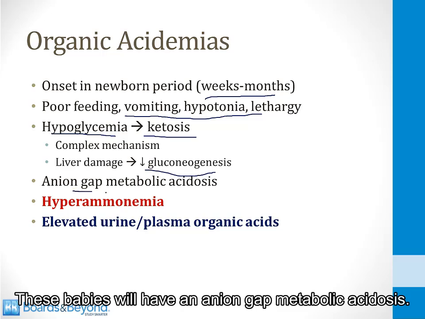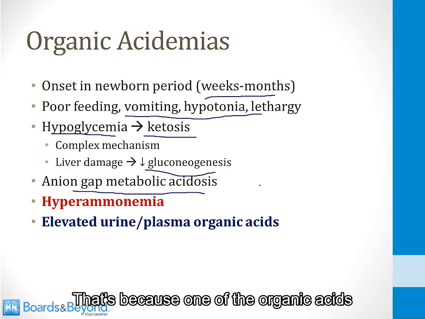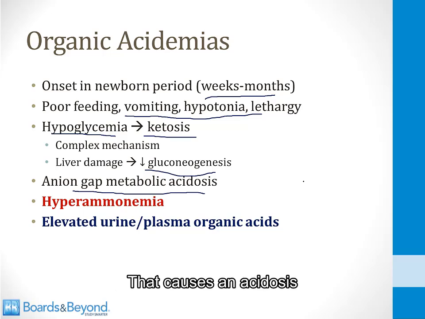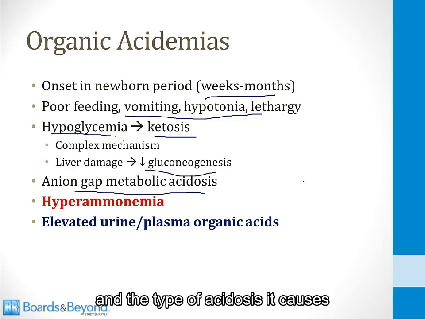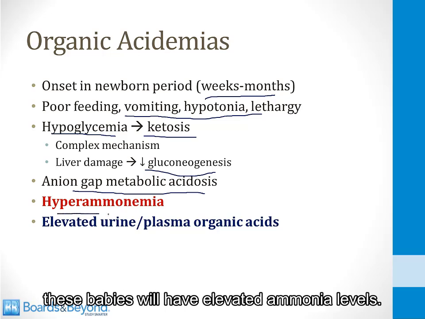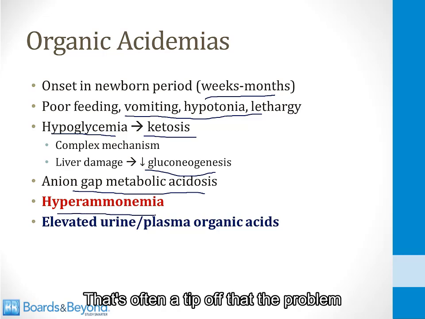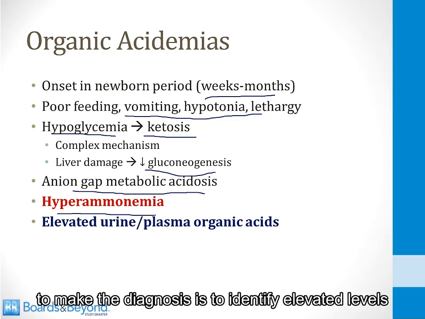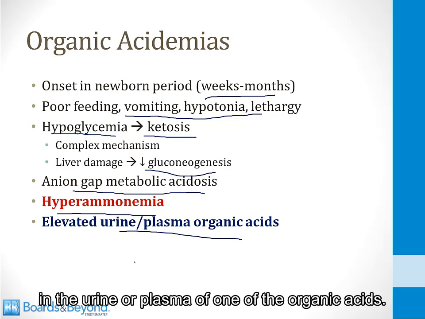These babies will have an anion gap metabolic acidosis. That's because one of the organic acids is building up in the plasma. That causes an acidosis, and the type of acidosis it causes is an anion gap metabolic acidosis. And then, as I mentioned before, these babies will have elevated ammonia levels. That's often a tip-off that the problem is describing an organic acidemia. And then the hallmark of these disorders to make the diagnosis is to identify elevated levels in the urine or plasma of one of the organic acids.